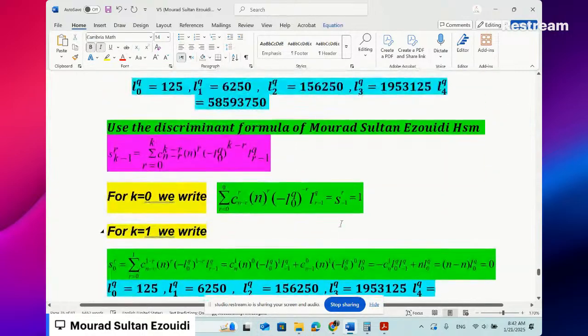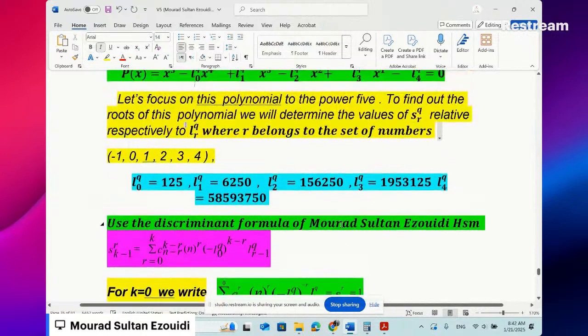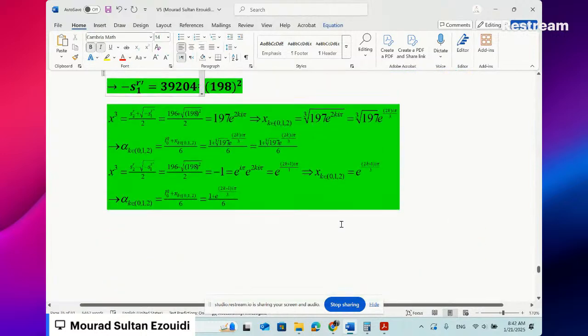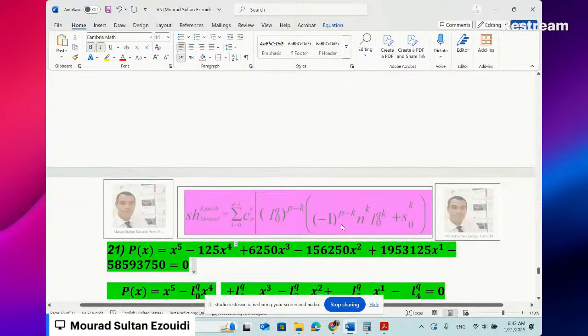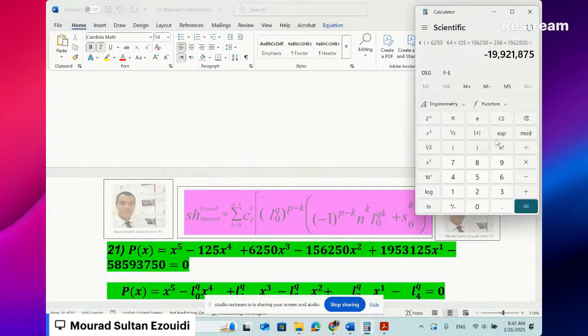This one, isn't it? What is it? Okay, I will use the calculator. We recall that 125 divided by 5, okay, it will be 25. I will make 25 raised to the power 5.